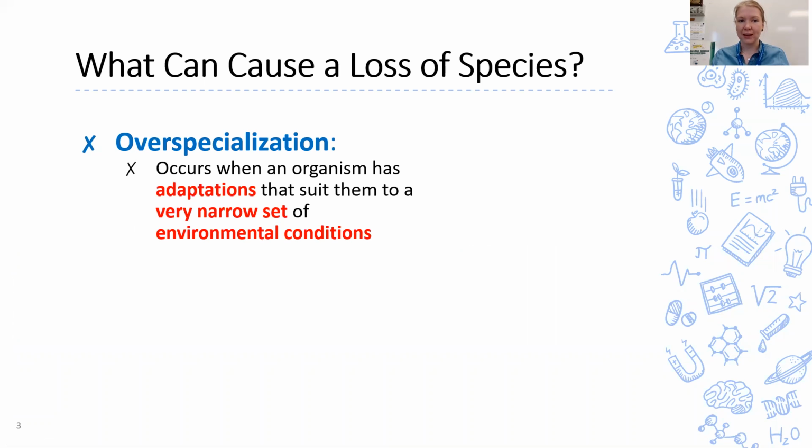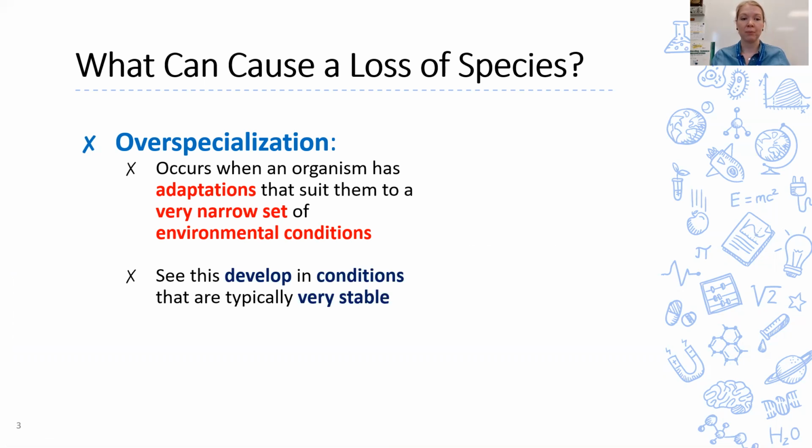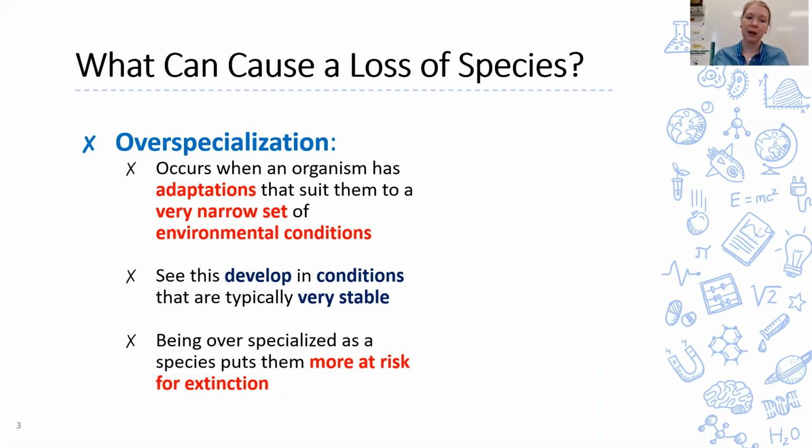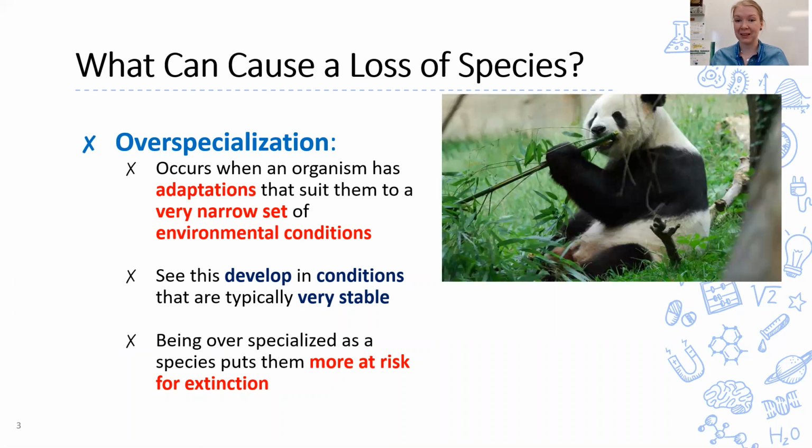There's also overspecialization. Overspecialization occurs when an organism has adaptations that suit them to a very narrow set of environmental conditions. You usually see overspecialization happen in environmental conditions that are typically very, very stable, so tropical areas or areas that experience similar weather all year round. And being overspecialized puts a species more at risk for extinction. If there's not much variability, say, in their diet, then if that resource goes away, that could cause them to go extinct.